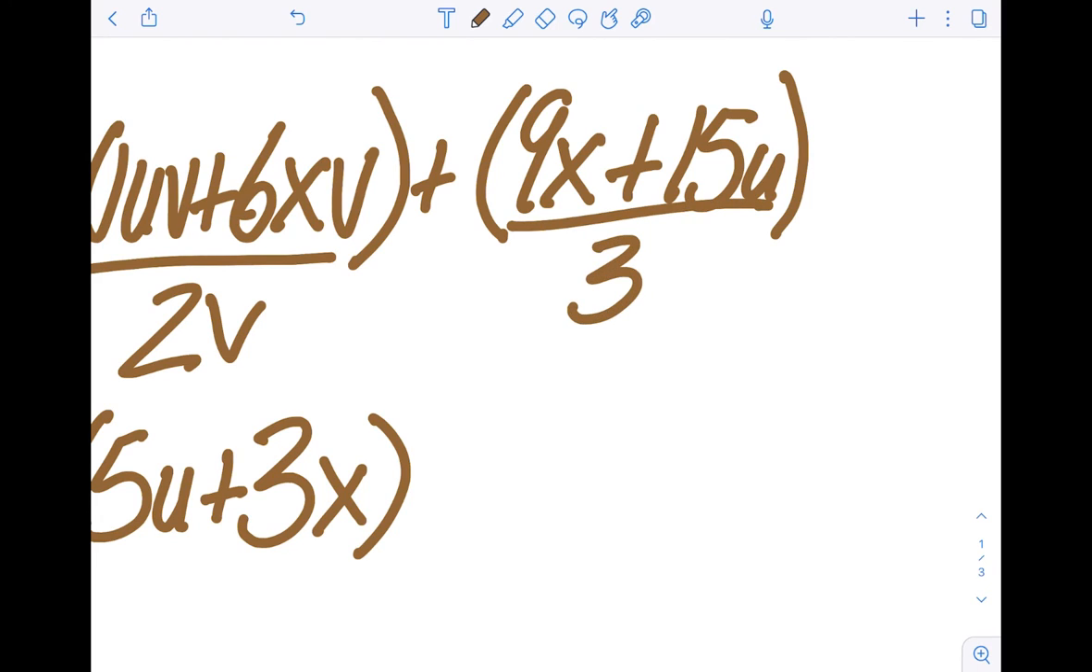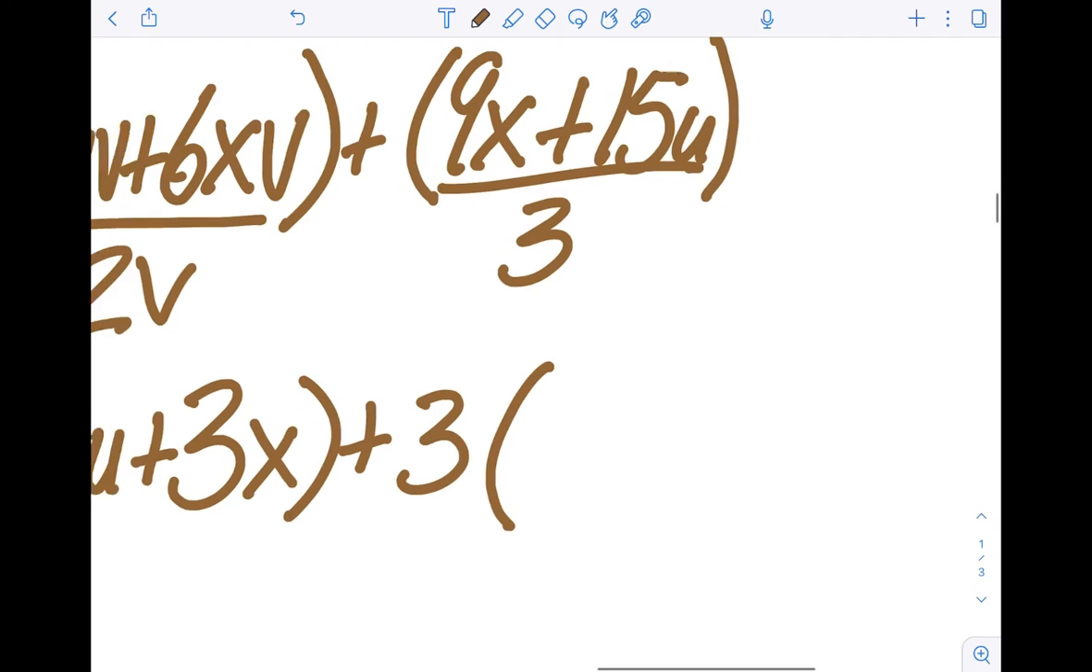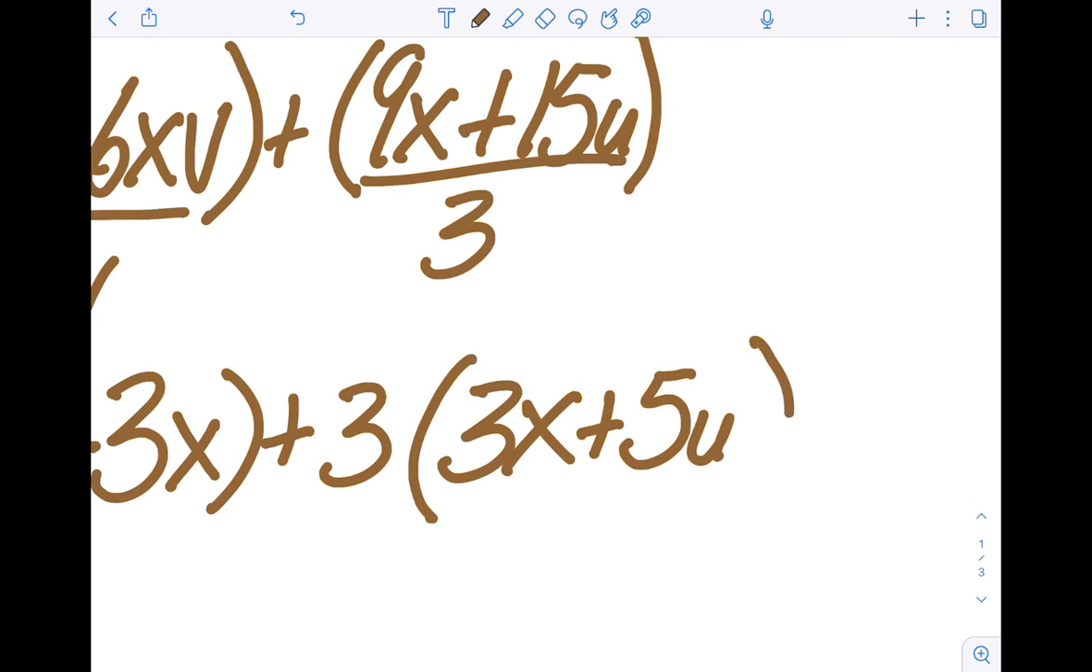Now, between these two, I can divide by 3. 3 goes into 9 and 15. Sorry, lost my train of thought there. Okay, so I know 3 is going to go on the outside. 9 divided by 3 is 3. I bring down my X. 15 divided by 3 is 5. I bring down my U.